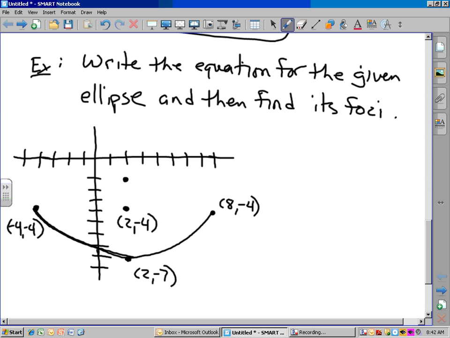Looks like to me, this distance is 1, 2, 3, 4. Wait, did I do 3 or 4? I think I drew it wrong. I put 2, -7, but I think I put 1 too many lines in there. Let me redraw that. 1, 2. Spread that out. That was a really bad drawing. All right, 2, -7.